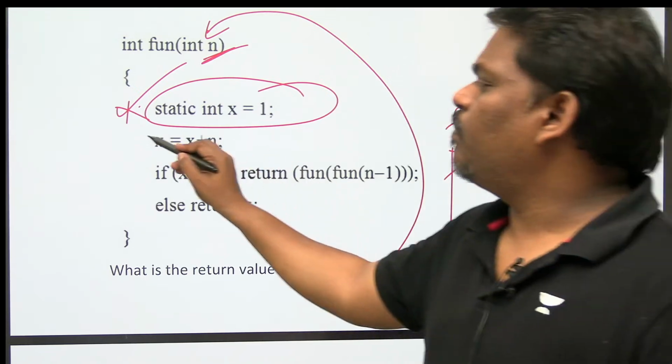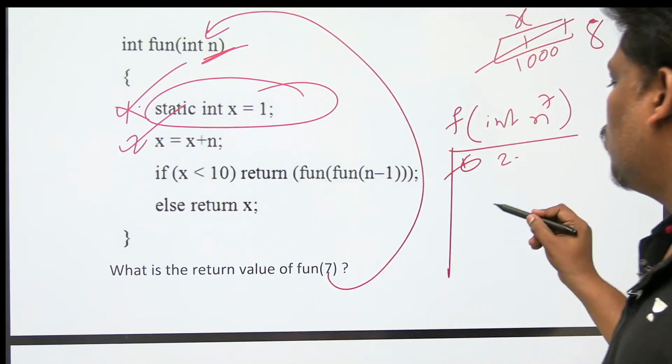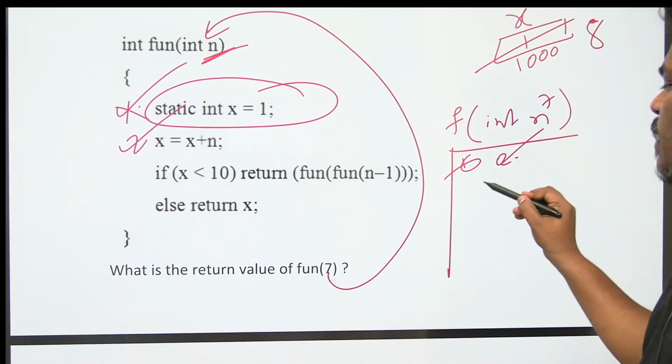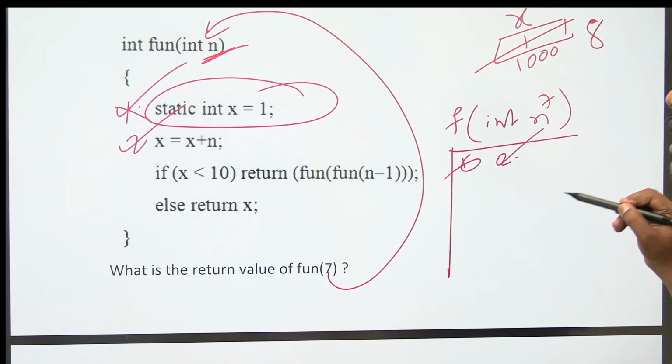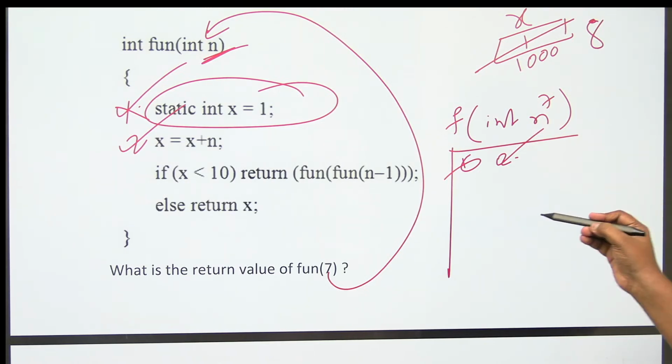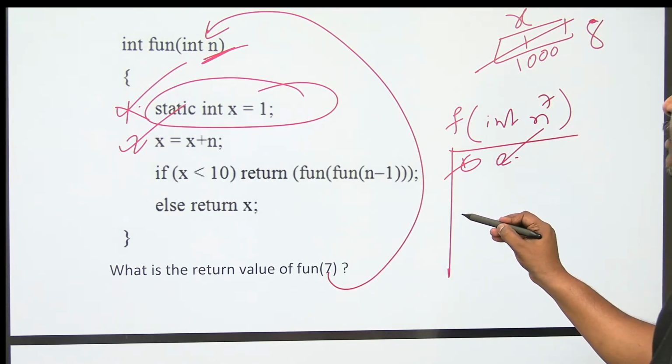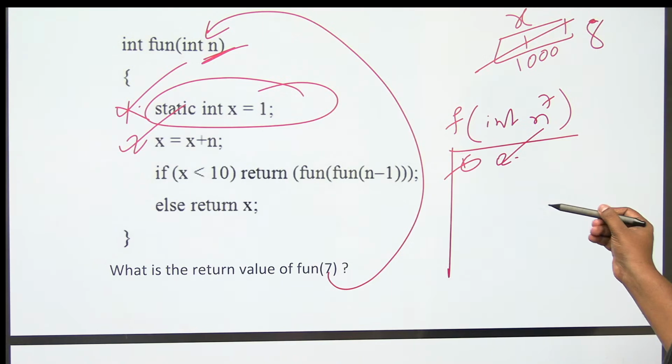So the second line is completed. Now see the third line. If x value how much? 8. 8 is less than 10, the condition is true, then return what is the answer? Then return fun(n minus 1).